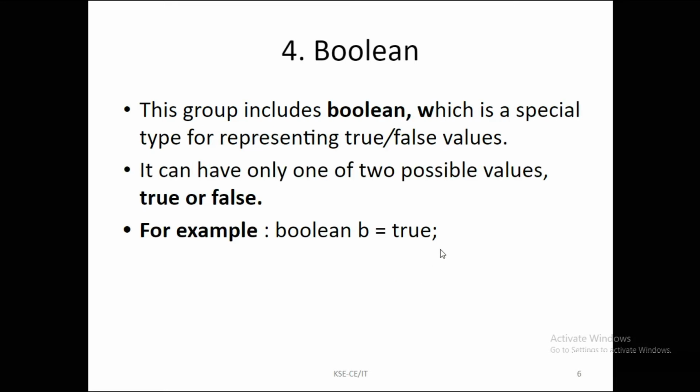Next data type is Boolean. The group Boolean includes boolean, which is a special type for representing true or false values. Boolean data type can store only two values, true or false. It can have only two possible values, true or false. For example, boolean B is equal to true. Right? If you do not want to assign anything to a variable, you can also write boolean B, C and then semicolon.